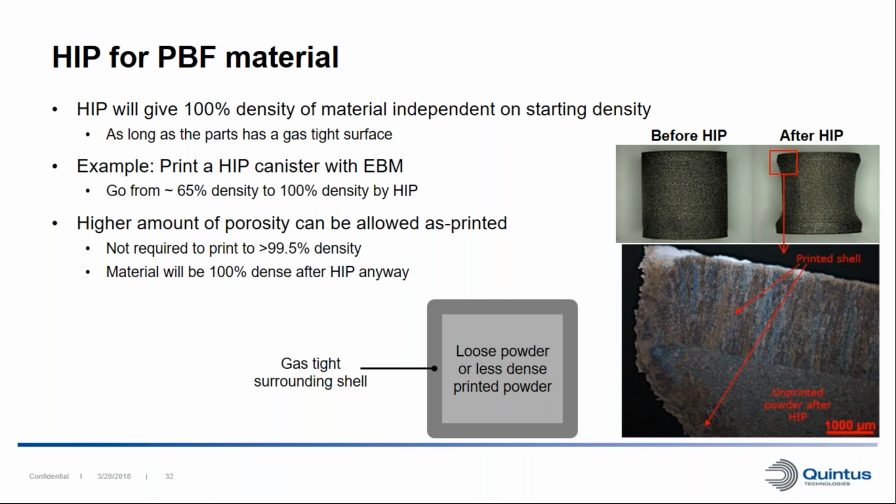And this is quite an extreme example, but it shows us what is possible to do with HIPing. So this tells us that it is possible to allow a higher amount of porosity in the as-printed condition if we know that we're going to HIP or that we decide that we're going to HIP. We will still have 100% density after HIPing.